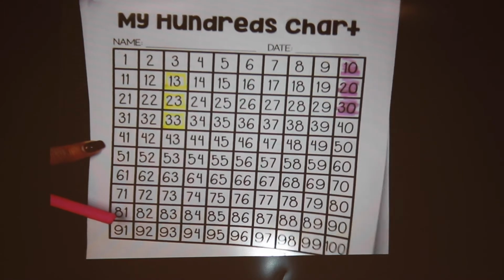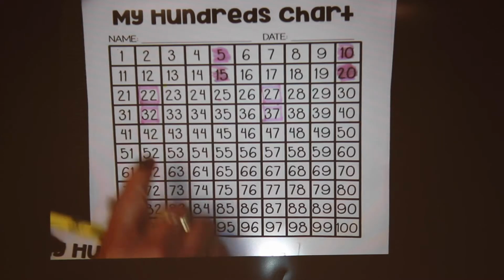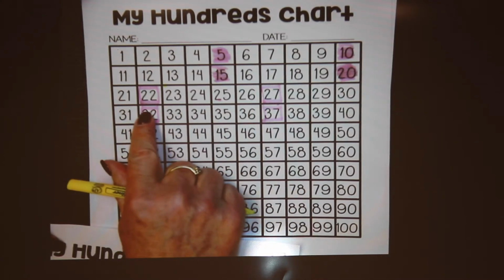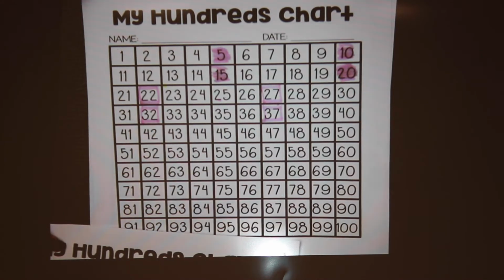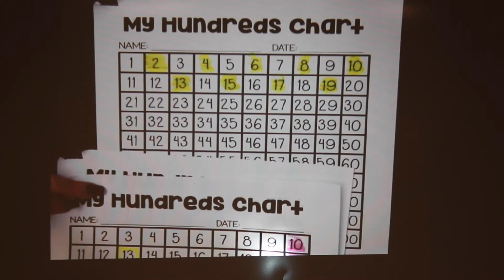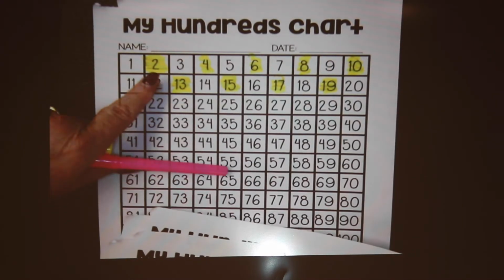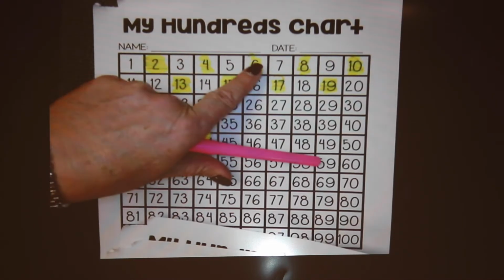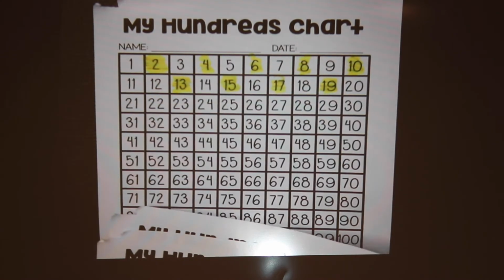If we're skip counting by fives, notice we have 2 lines that it goes in. And then if we're skip counting by twos, we have, if we started at 2, there's just a blank in between.